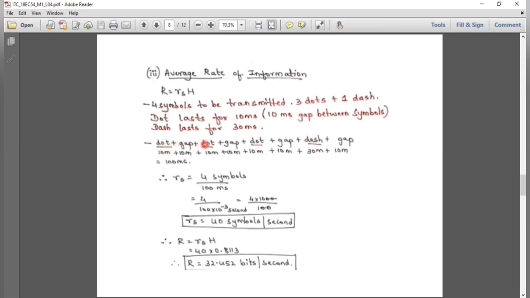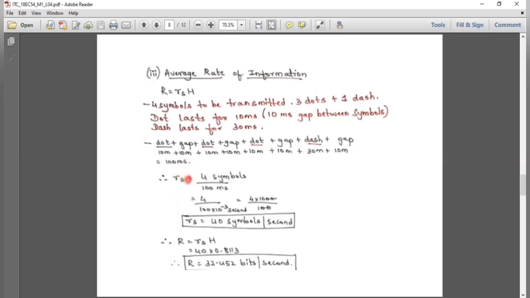So we are transmitting 3 dots with a gap between symbols plus 1 dash. Dot duration is 10 milliseconds, gap duration is 10 milliseconds. In the same way, dot duration 10 milliseconds, gap duration 10 milliseconds, whereas dash duration is 30 milliseconds, and the gap is 10 milliseconds between two symbols, which gives us a total duration of 100 milliseconds.